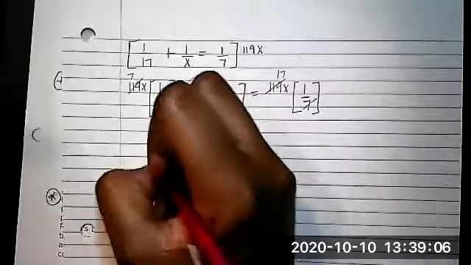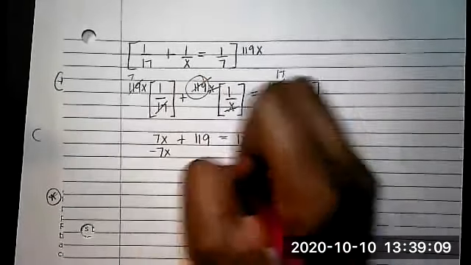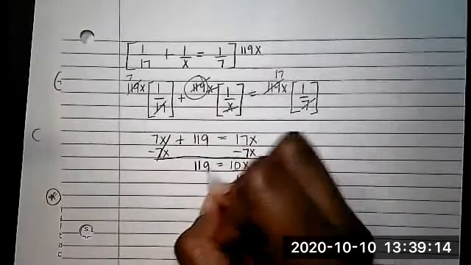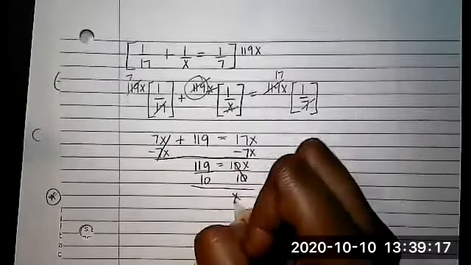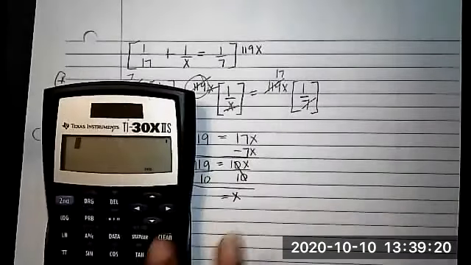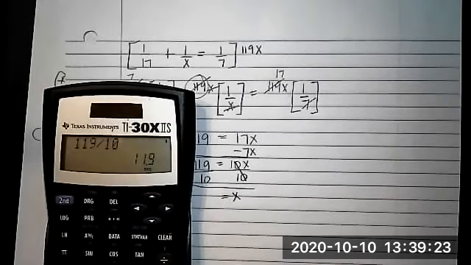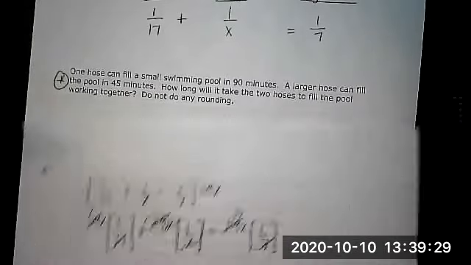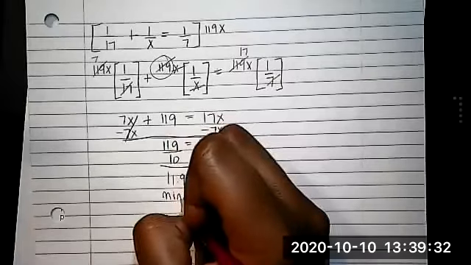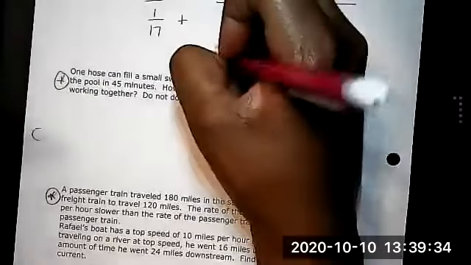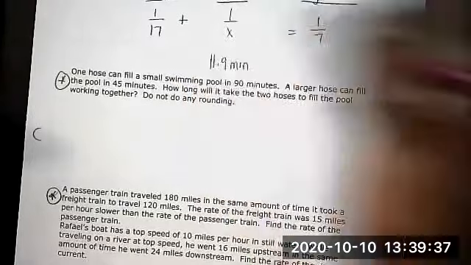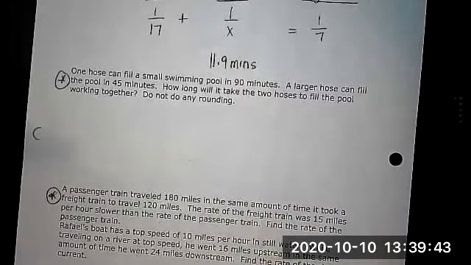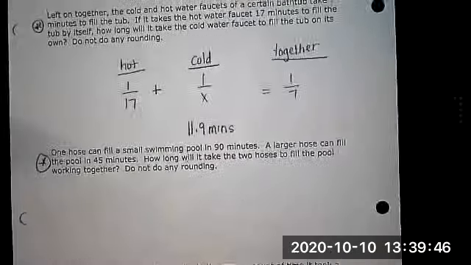Okay. I'd subtract 7x from both sides. You have 119 equals 10x. And then divide by 10. X is going to be equal to 119 divided by 10, which is 11.9. So 11.9, is it minutes or hours? It looks like minutes. 11.9 minutes is the answer there, for the cold water faucet to fill the tub. All right, so we answered that.